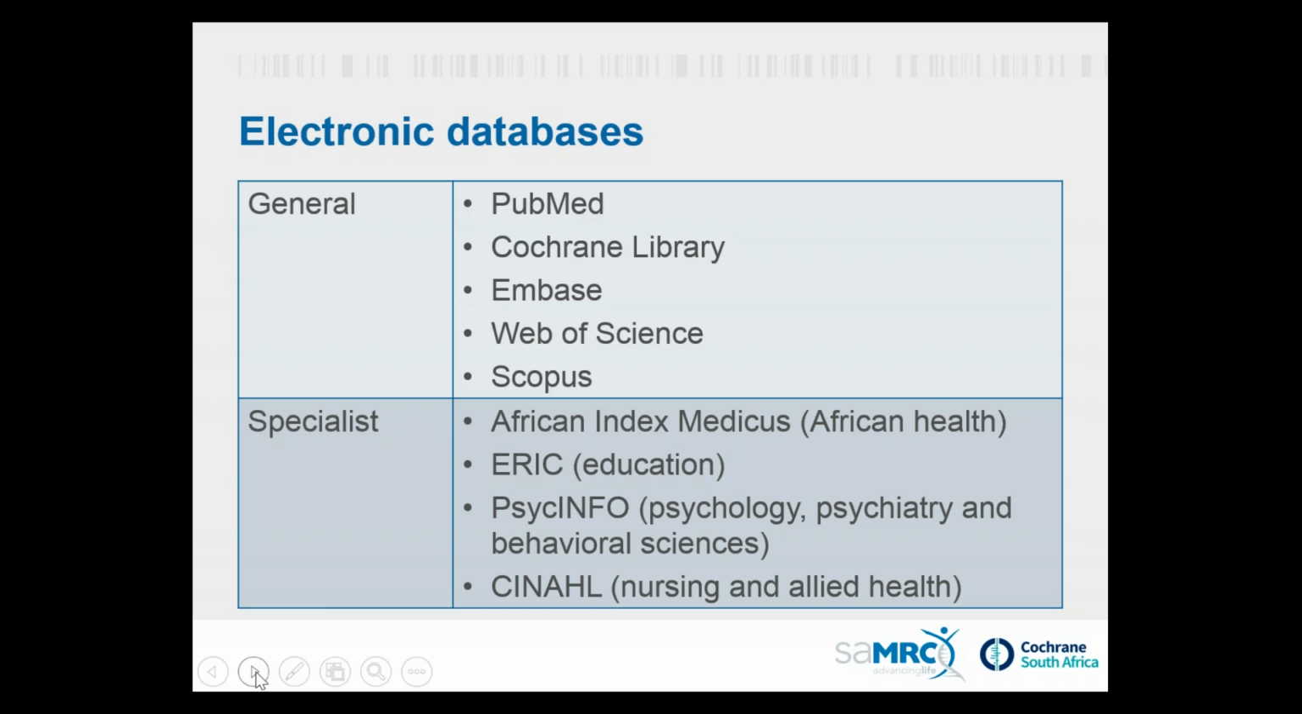So these are a number of electronic databases that we're giving examples of. Your general ones would be PubMed, Cochrane Library, Embase, Web of Science, and Scopus. And then you have your specialist databases. These are just examples: African Index Medicus, which focuses on African health; ERIC, which is an educational database; PsycInfo, which is psychology, psychiatry, and behavioral sciences; and CINAHL, which is nursing and allied health. What you'd normally do is search a general database, and in addition search a specialist database.